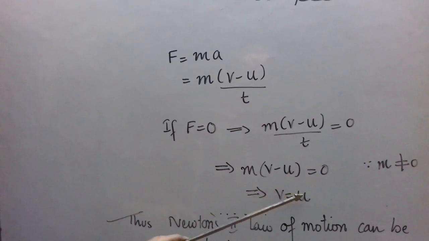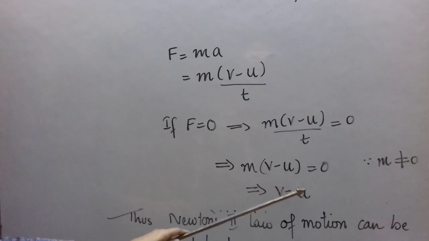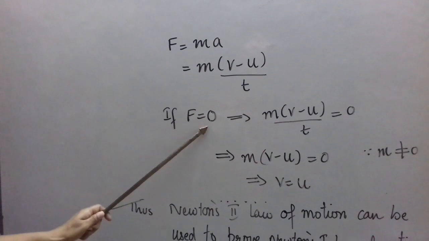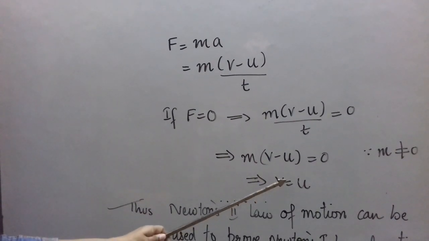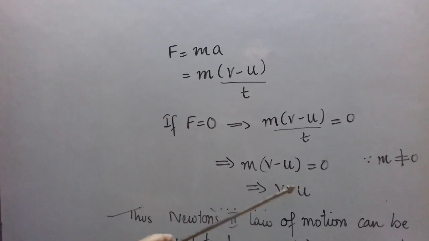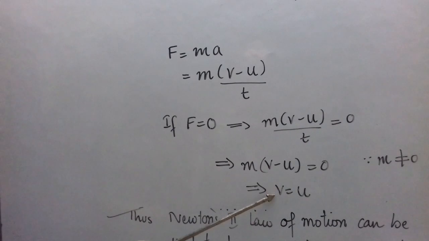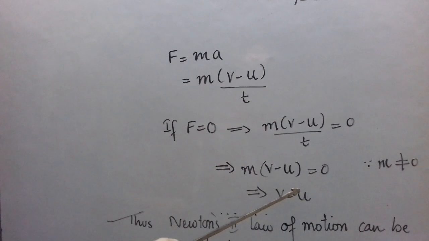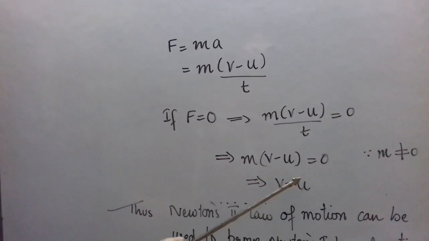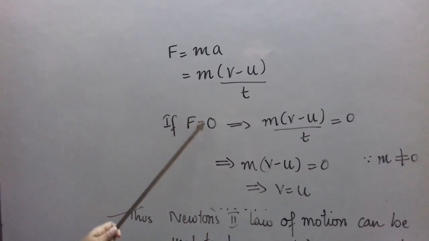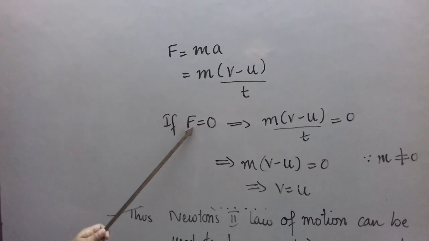So when v is equal to u, it means the final velocity and initial velocity of the body are the same. So in other words, when no force is acting on the body, the velocity of the body remains constant. It means if u is 0, v will remain 0. If the body is initially at rest, it will remain at rest. And if the body is moving with some initial velocity u, then it will continue to move with the same velocity v. That is, here v is equal to u. It will continue to move with the same velocity. Velocity will not change if F is 0, meaning if no external force is acting on the body.